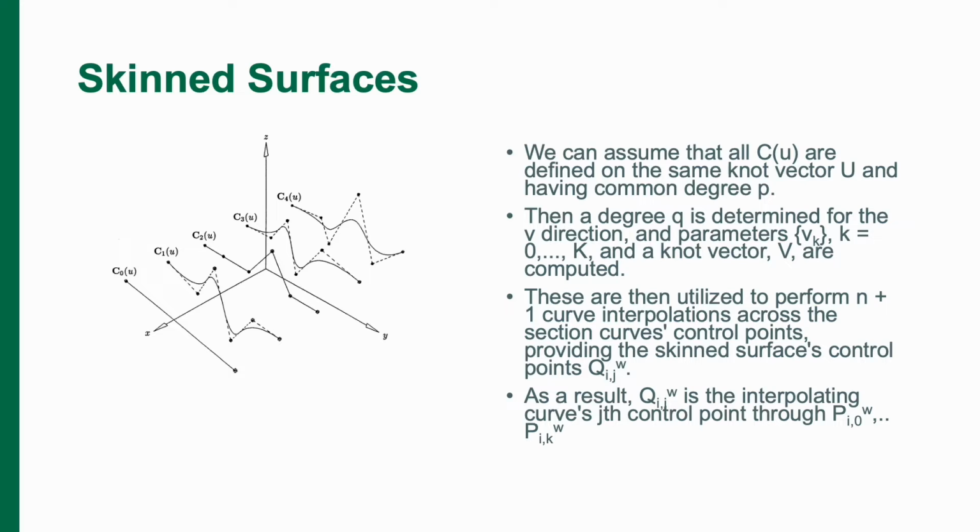Then a degree q is determined for the v direction and parameters vk, k is 0 to K, and knot vector V are computed. These are then utilized to perform n plus 1 curve interpolations across the section curves' control points, providing the skin surface control points Qij to the power w. As a result, Qij to the power w is interpolating curves through the jth control point, from P(i,0) to the power w to P(i,K) to the power w.